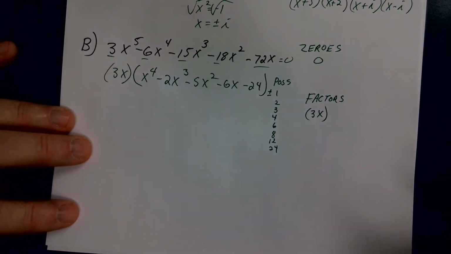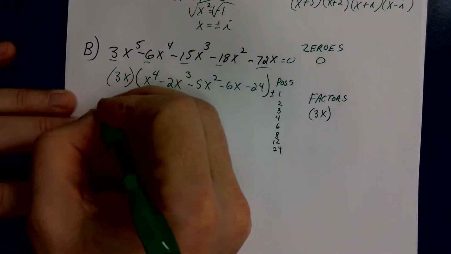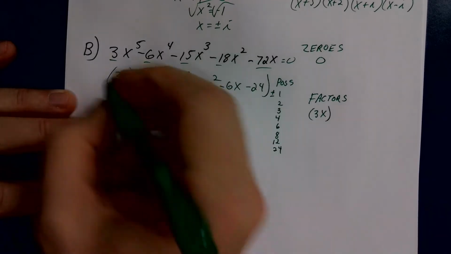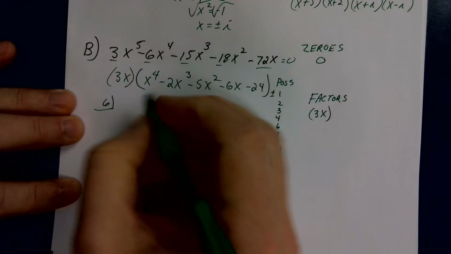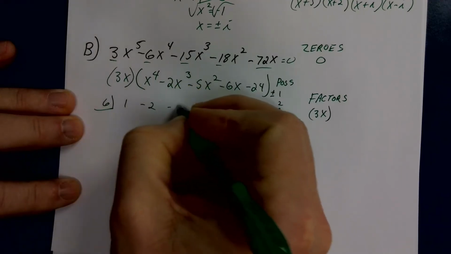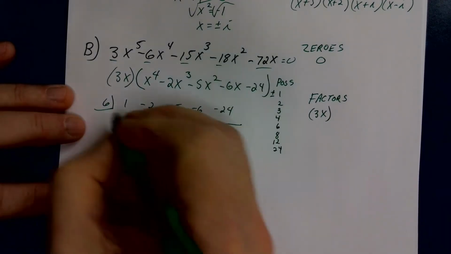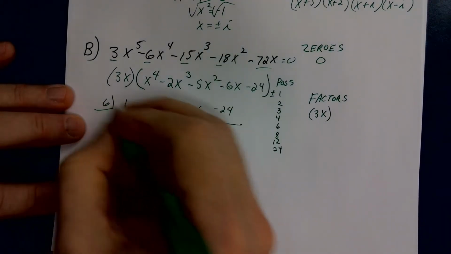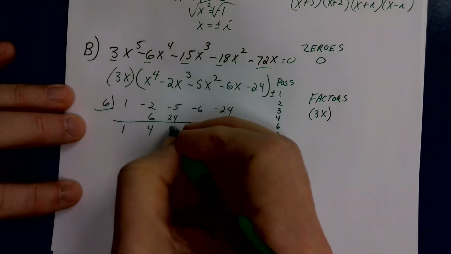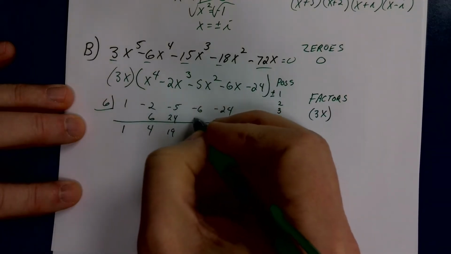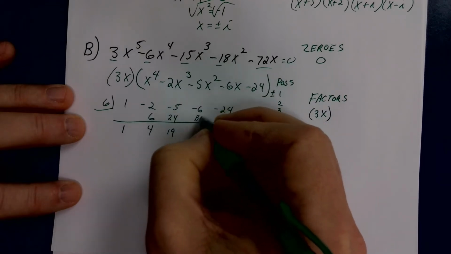Okay, so you just start with something. So I'm going to go ahead and start with 6. Let's start with positive 6. So 1, negative 2, negative 5, negative 6, negative 24. Bring the 1 down. 1 times 6 is 6. That's 4. That's 24. That's 19. That's 60.